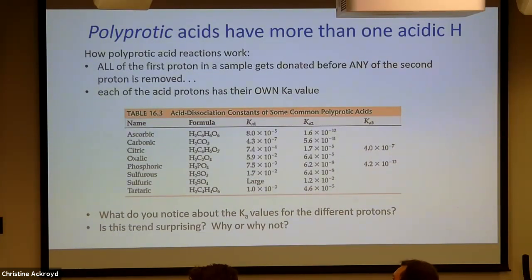How many acidic protons do we have? 2. Is one more acidic than the other? They're the same. But this is what happens in a polyprotic acid. One of them is going to get pulled off first, right? Okay, when that one gets pulled off, it changes the acidity of the one that's left.